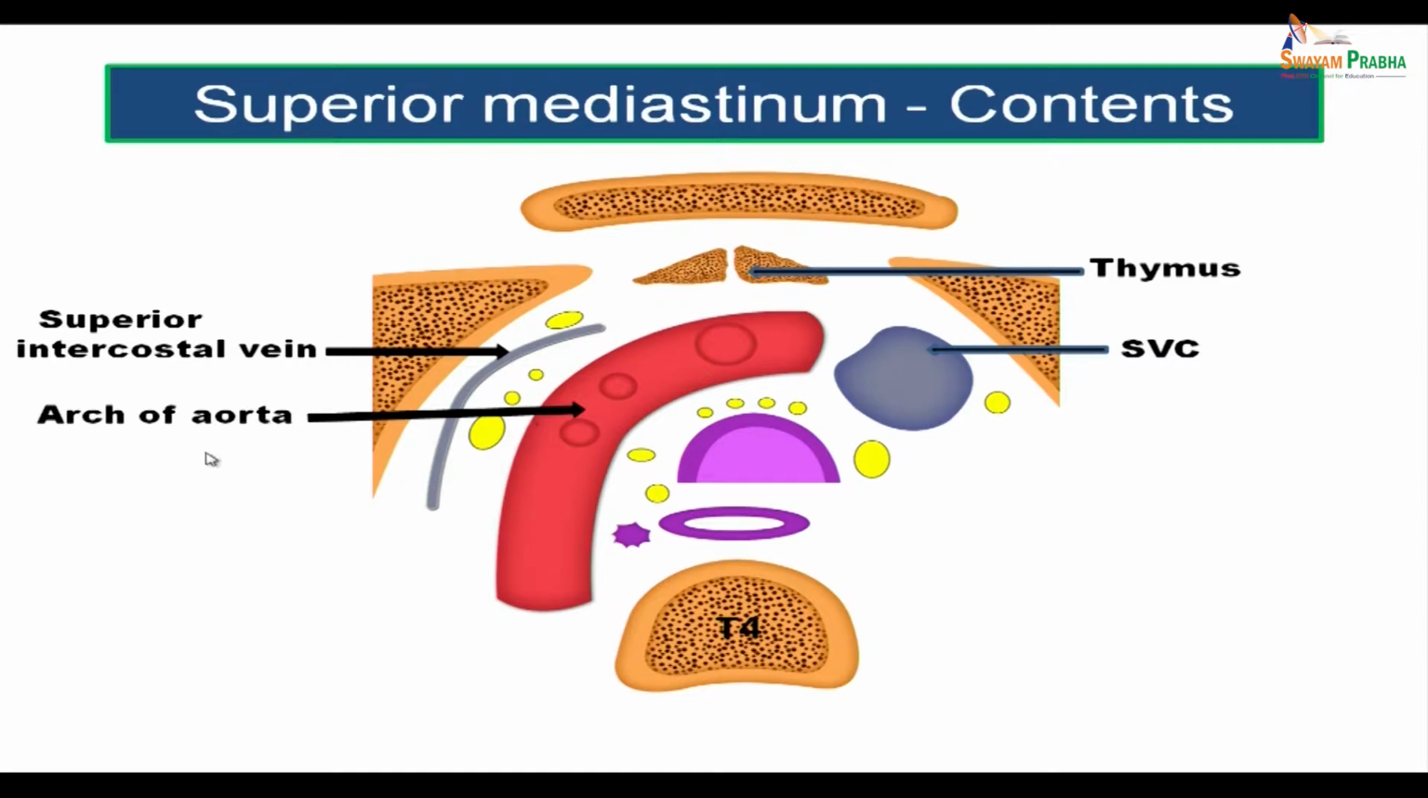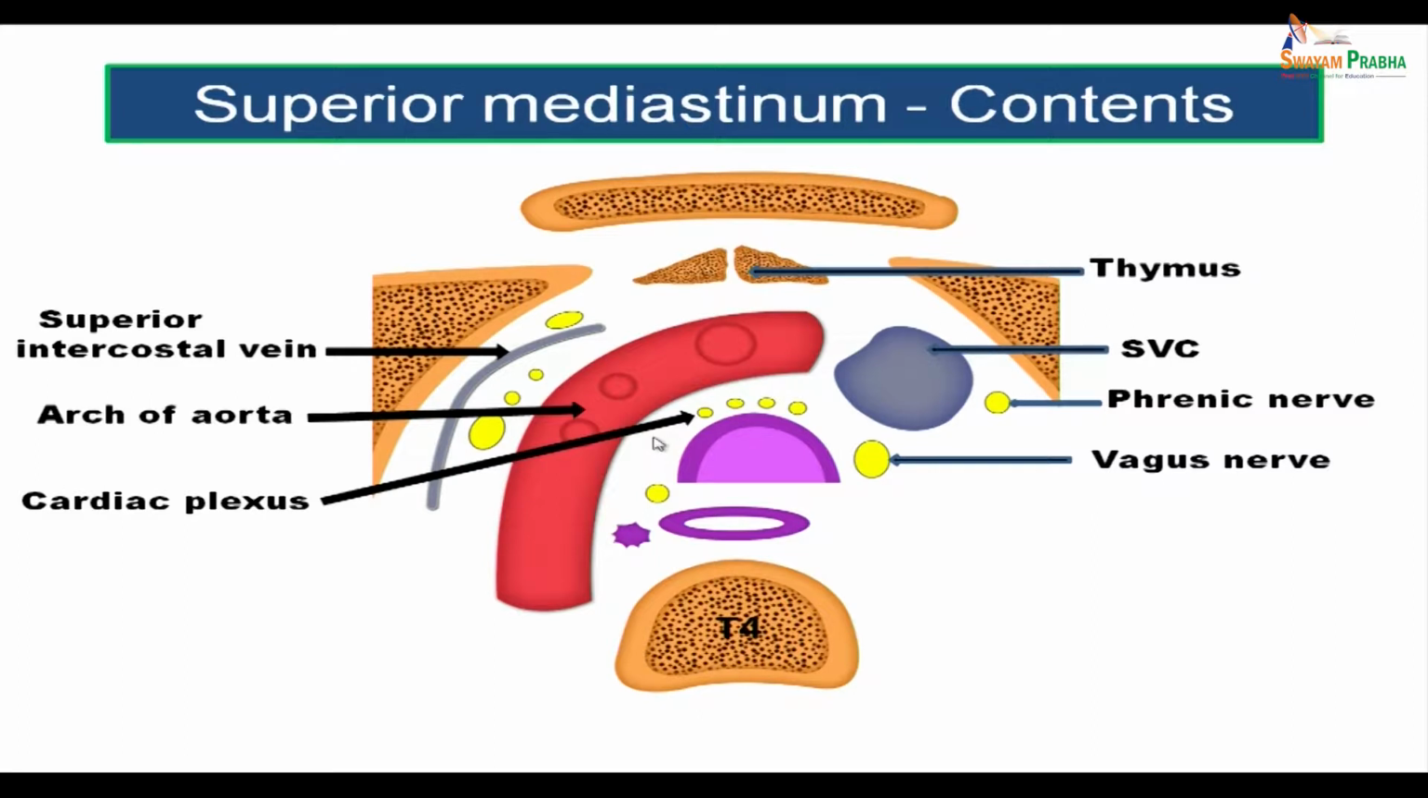The next content which you see here is the arch of the aorta, which is intermediate in position, with its 3 branches, which you can see here. This is the brachiocephalic trunk. This is the left common carotid artery and the left subclavian artery. The other contents are the nerves, which are also intermediate in position. This is the phrenic nerve, which is found on both sides. This is the right phrenic nerve and this is the left phrenic nerve. Then you find the vagus, the right vagus and the left vagus, and their branches which take part in the formation of the cardiac plexus along with the sympathetic branches.